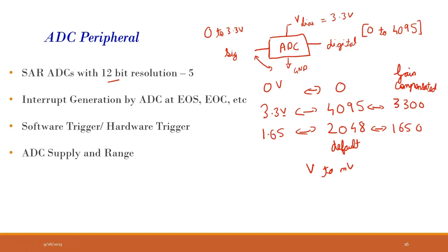One more thing is required. This 3300 will be available over here. Digital pin? No, not a digital pin. The ADC is an analog pin and the digital value is internal, stored in some register inside the microcontroller. So instead of storing 4095, it will store 3300.